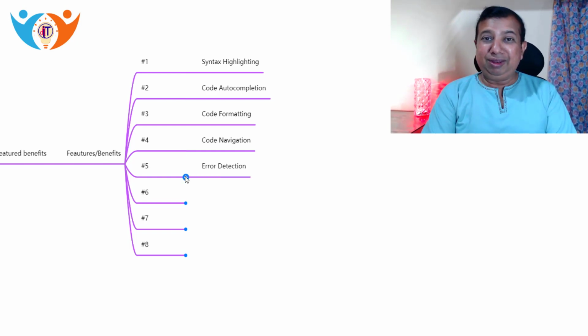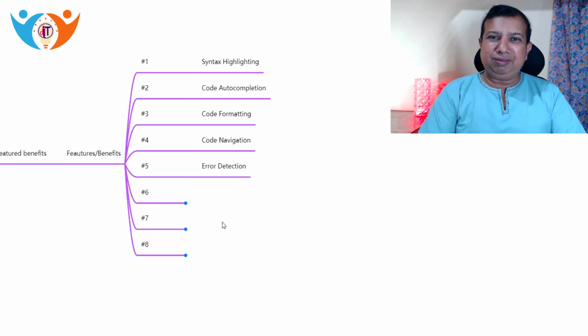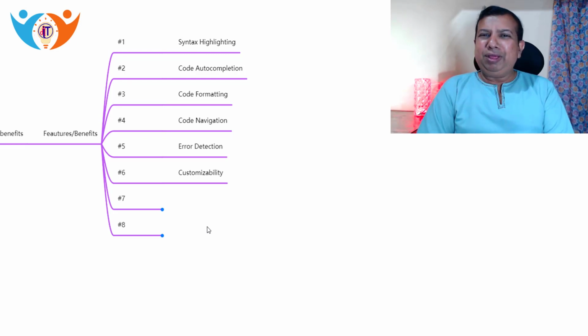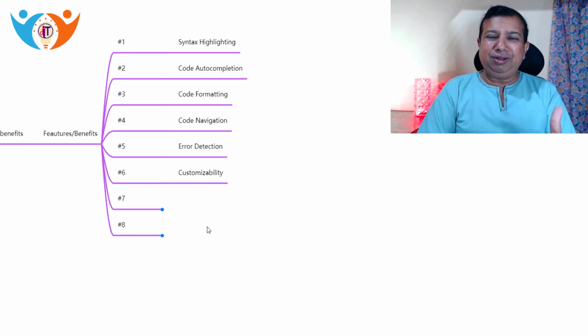Benefit number 5 is error detection. If you are using code editors, it becomes very easy to find errors and we can complete the task in minimum time. Number 6 is customizability. We can customize our code editor as per requirement, and we can set all the properties that are beneficial to a particular programmer. It depends upon the habits of the developer or programmer, and every programmer may have different habits, and accordingly the programmer can set the properties of the code editor and customize it as per requirement.